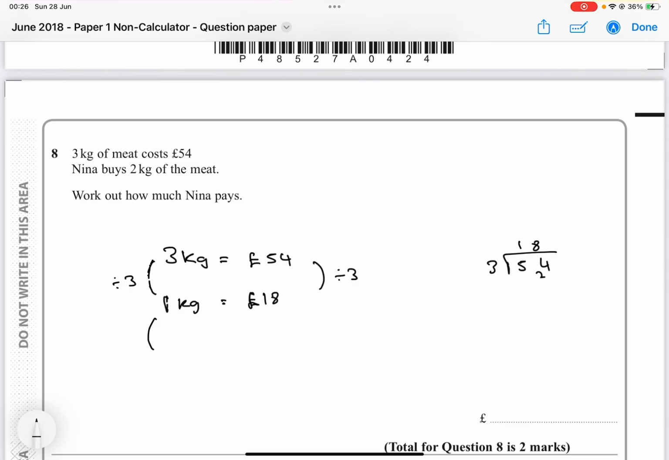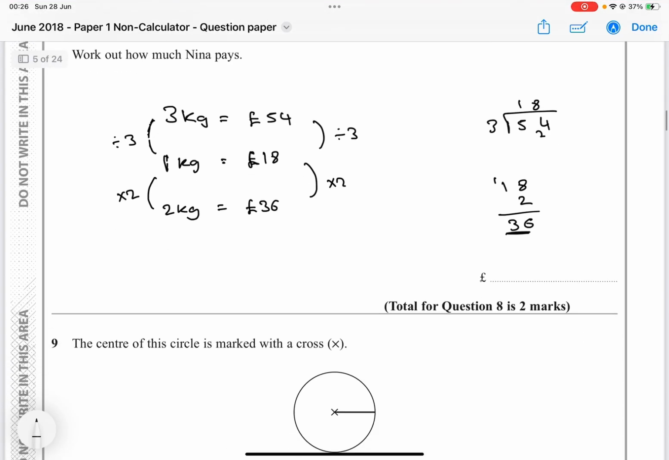Now we just need to work out 2 kgs, so we can just multiply by 2. So we multiply by 2 on the other side as well. And 18 times 2, again, you can't use your calculator, so if you need, you can always do column method. So 18 times 2, 2 times 8 is 16. And then 2 times 1 is 2 plus 1 is 3, so 36. So we've got £36. So 2 kg equals £36. Just write that here. Perfect. Now we are on to question 9.